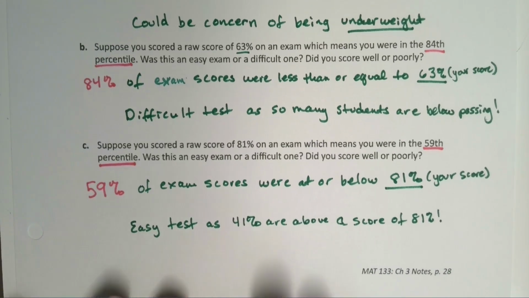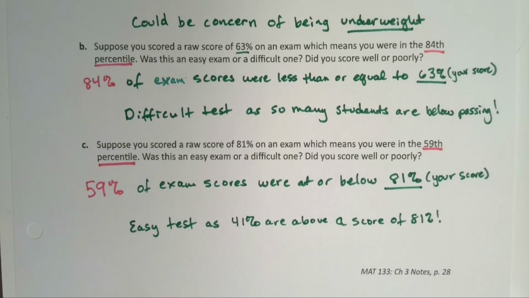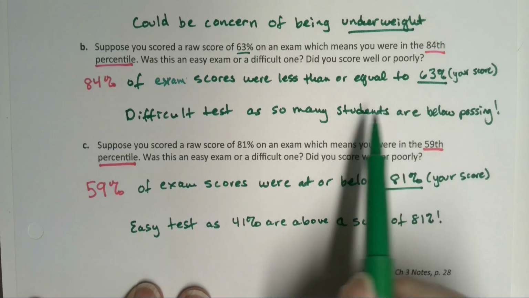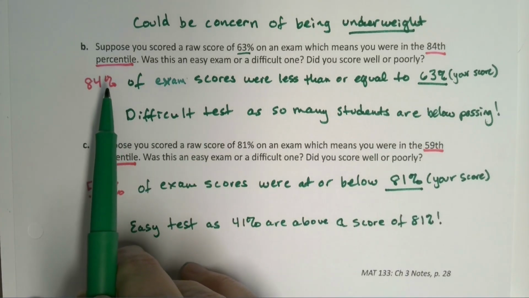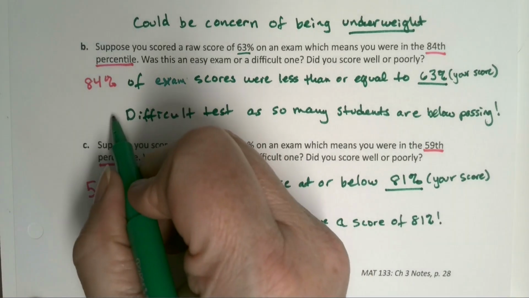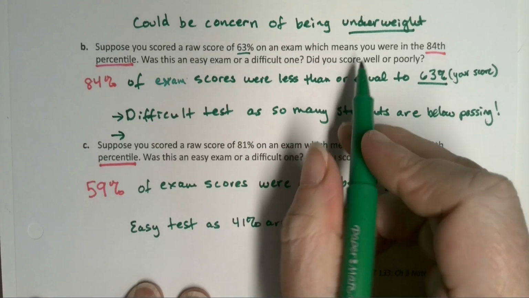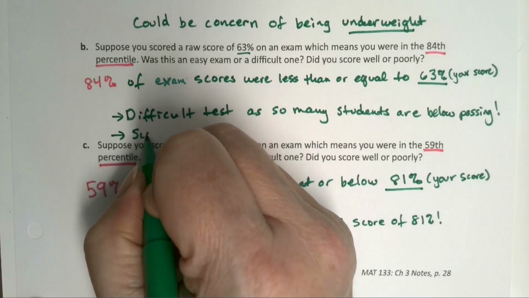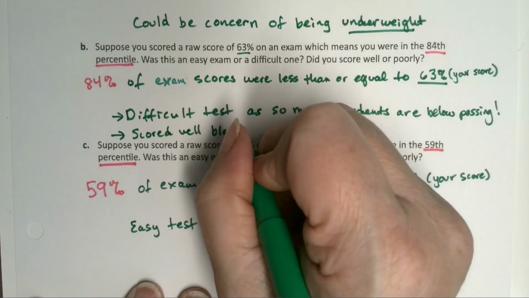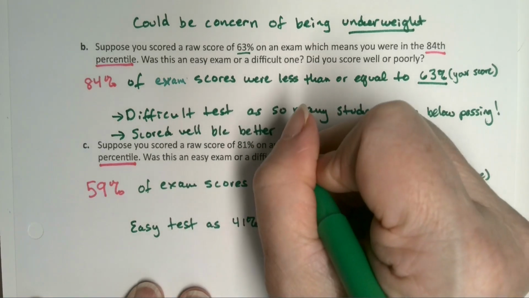I forgot to answer the question of how well you did in both of these tests. So let's think about this. So this was a difficult test, and you scored well on it in terms of comparing to other folks because even though you only got a 63, you did better than 84%. So it's a difficult test. And did you score well or poorly? You scored well because you're better than 84% of the other students.